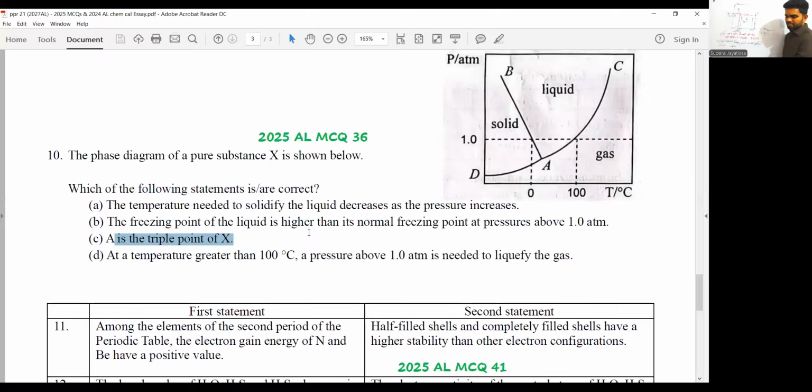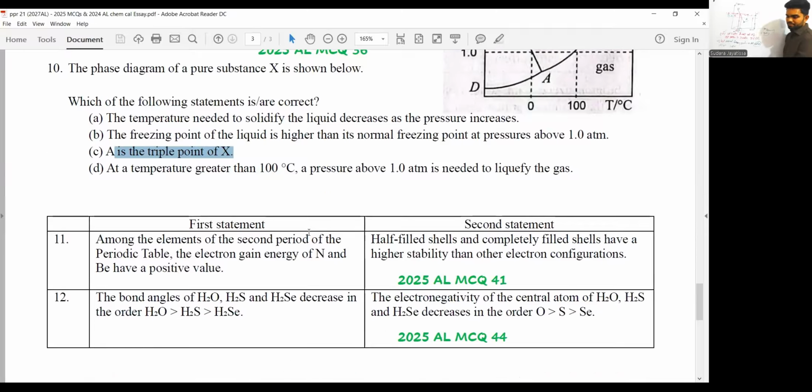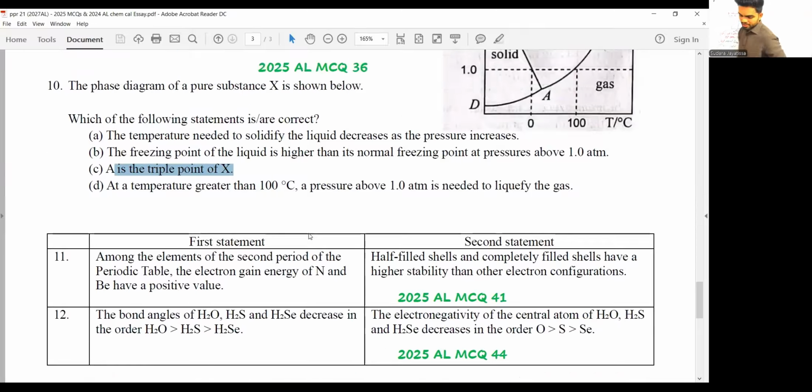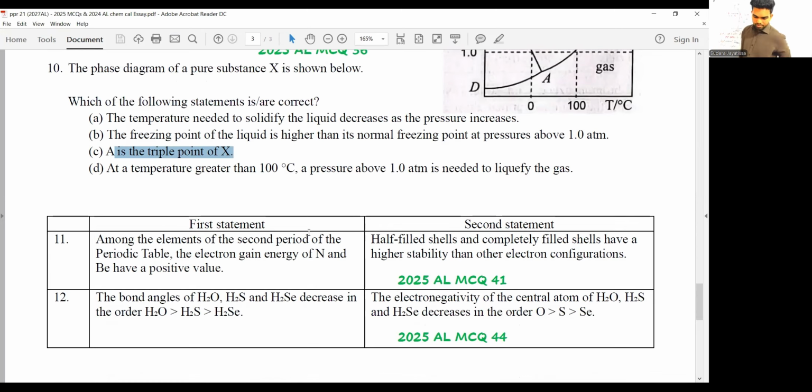Just try to focus on the last 2 statements of the 10th question. Then there are 2 more questions that came for the last 10 MCQs. Among the elements of the second period of the periodic table, the electron gain energy of nitrogen and beryllium have a positive value. What do you think, Ram? Electron gain energy simply means that you are getting one electron.